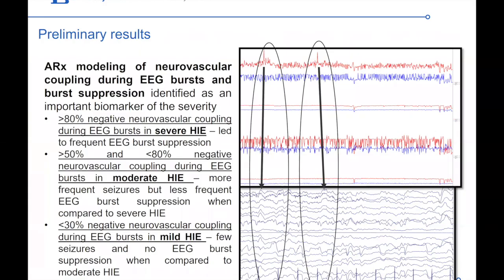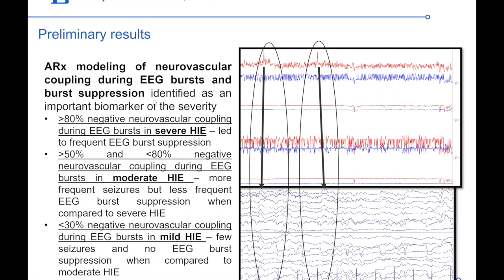And then the preliminary results: we applied this ARX modeling that was developed at UB. And we were particularly interested in these EEG bursts. In general, the human data was not as severe as the animal data, so we didn't see a lot of seizures, although we did see some seizure-like activity. And then we were interested in what the hemodynamics is doing during those EEG bursts. That was the goal of this analysis.